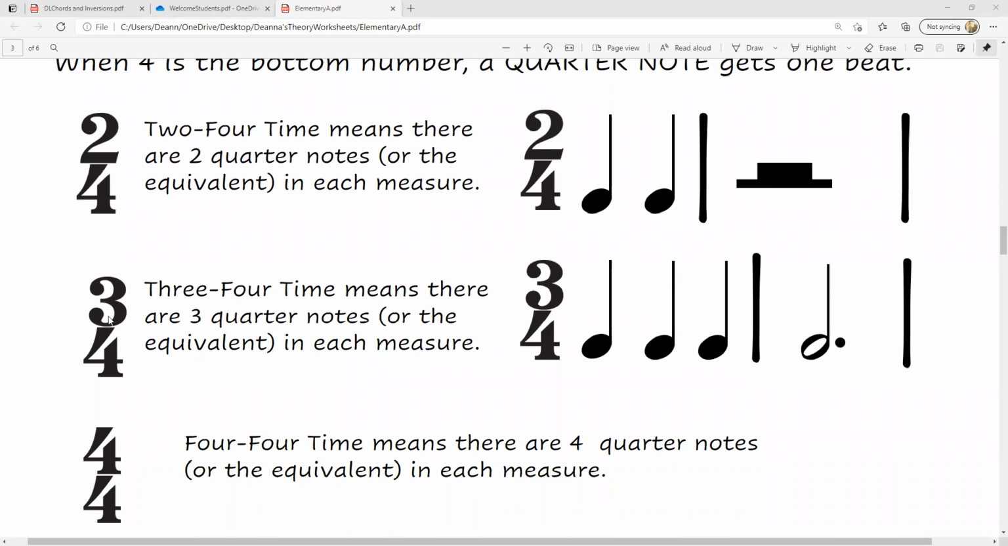3/4 time tells you you can have 3 quarter notes in every measure. 1, 2, 3. It doesn't mean you only have to use quarter notes, right? This equals 3 beats. Or you could put a half note plus a quarter note. Or you could put a half rest plus a quarter note. That would still equal 3. Each measure has to equal 3 beats.